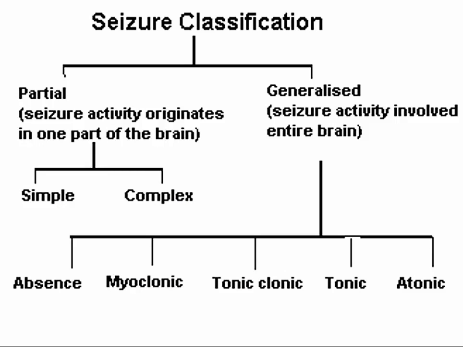Seizures are generally described in two major groups: primary generalized seizures and partial seizures. The difference between these two types is how and where they begin. Partial seizures begin with an electrical discharge in one limited area of the brain.